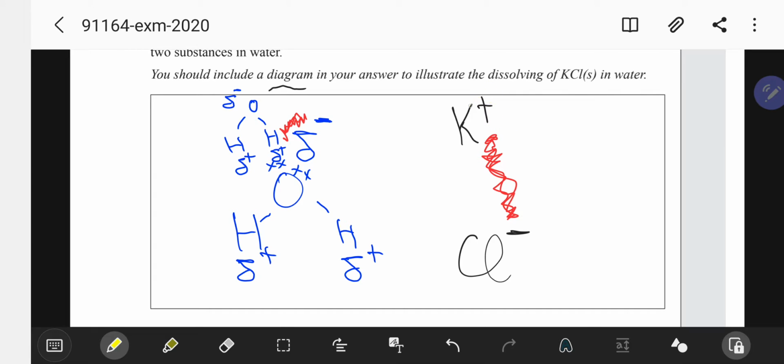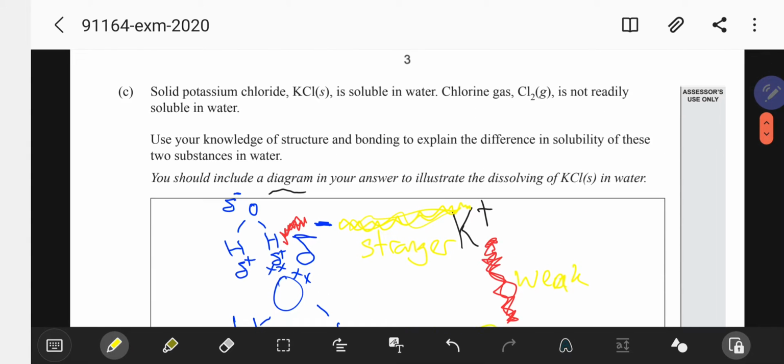There's going to be attractions between this positive here and this negative dipole of the oxygen, and these are stronger than the red. This one here, this is weaker. So this K plus is going to be attracted to the oxygen side of the water molecule, and this chloride negative ion is going to be attracted to the positive end of the water molecule, the positive hydrogen ends.